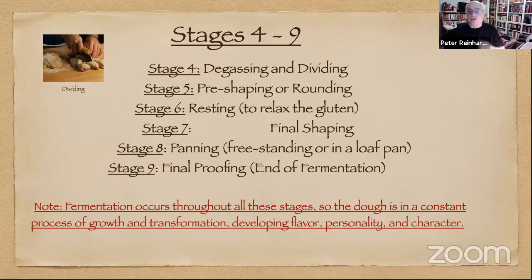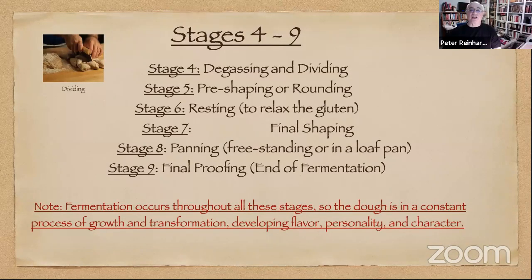But all this dividing and rounding has essentially tightened the gluten up. The gluten, being a protein and being kind of the muscle of the bread, gets tense, and it becomes very elastic but not very extensible. But by letting it rest, which is stage 5, the gluten will relax and allow us to extend the loaf to its final shape. Then stage 7 will give it its final shape, whether it's a baguette or a sandwich loaf or a round loaf or a boule. Any of those shapes happen at stage 7.